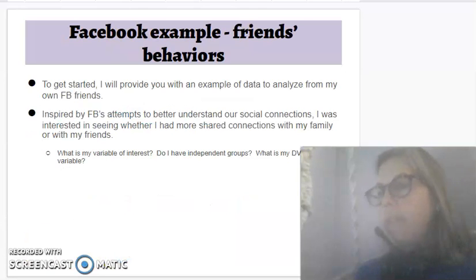I was thinking about this, and I decided to explore some of my own Facebook data. I wanted to look at whether I have more mutual friends with family members or with friends. Number of mutual friends is my dependent variable, and I'm interested in seeing if there are differences between these 2 groups of people in my life, my family and my friends. So I went through and did a quick sample.